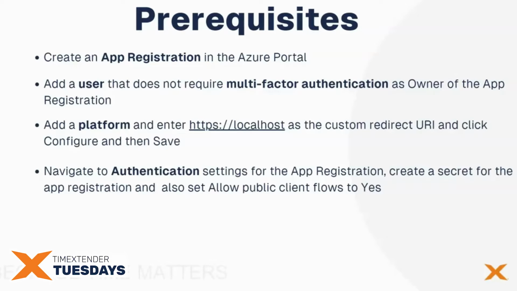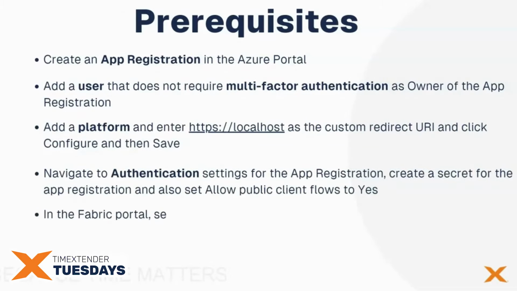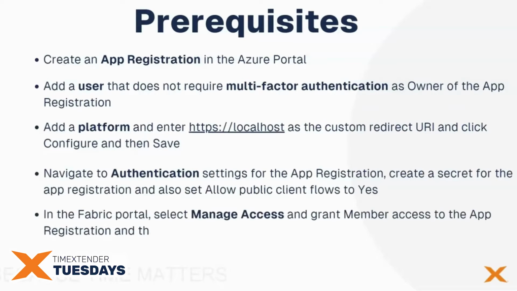The fourth one is to add a secret for this app registration and keep that secret safe in a notepad. We will use this in our TimeXtender web portal while configuring it for ODX storage. And also, don't forget to set allow public client flows to yes. Last step is in the Fabric portal under Manage Access, grant member access to your app registration and the owner non-MFA account. Now, let's see how we got this done.